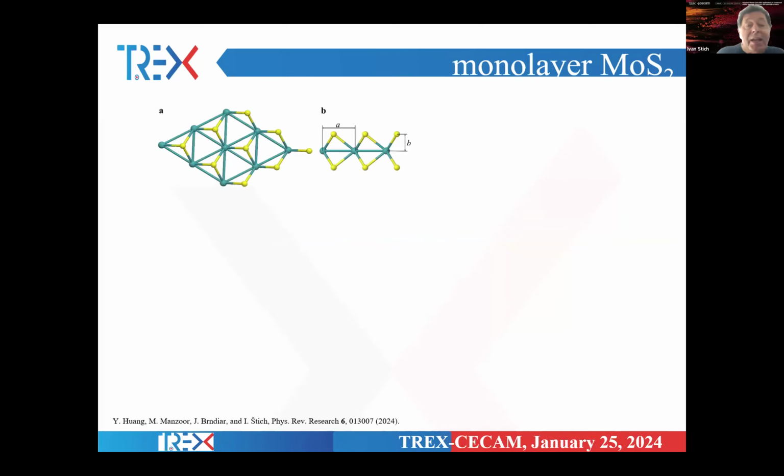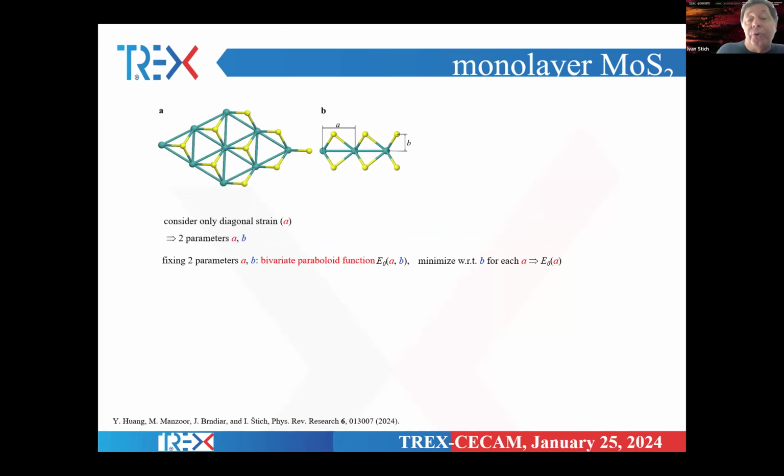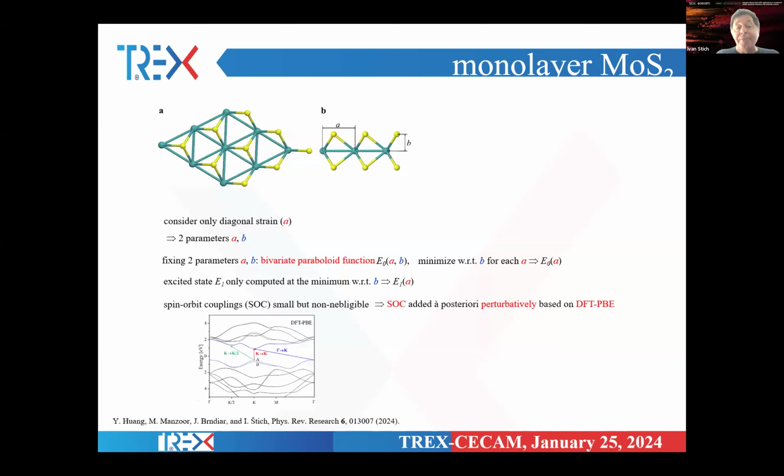Okay, now very quickly, let me wrap up the results we have for MoS2. So we do precisely the same as we did for phosphorine, but we only apply diagonal strain, which means everything shrinks down in 2 dimensions, and basically we end up with an energy as a function of the lattice parameter, and the same for the excited state.